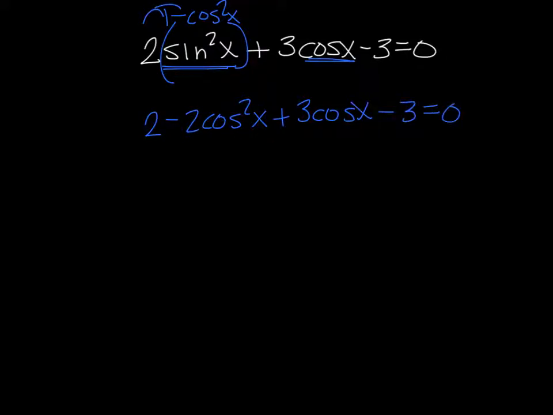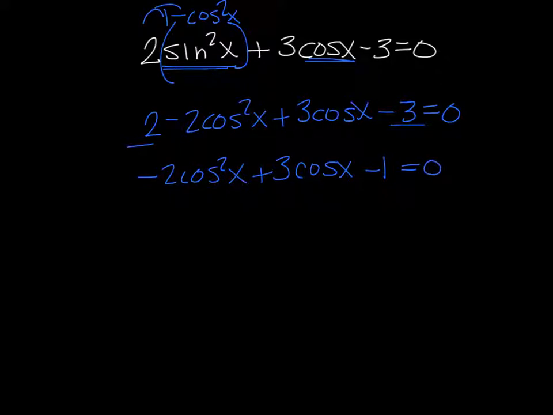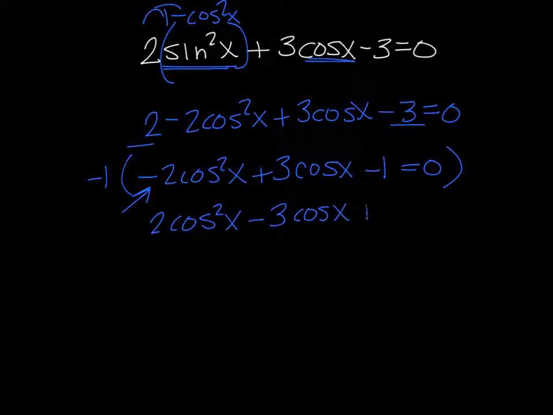And then I want to take my like terms and put them together. So I have minus 2 cosine squared plus 3 cosine. Put those together, you get a minus 1 equals 0. I'm going to multiply everything by negative 1 because I don't want to have a negative there. It makes it difficult to box it out. So we get 2 cosine squared minus 3 cosine plus 1 equals 0.